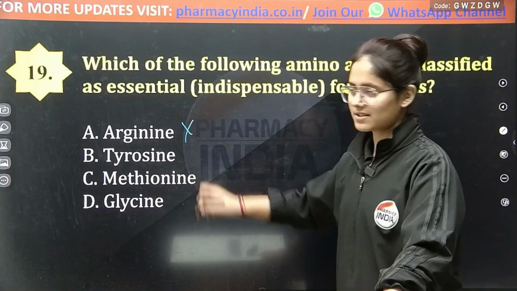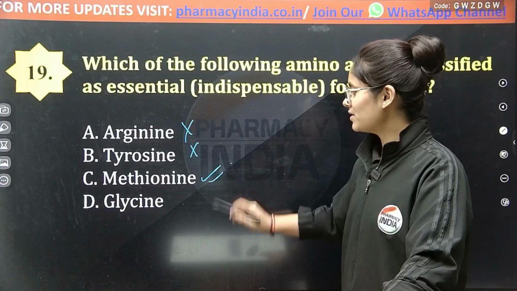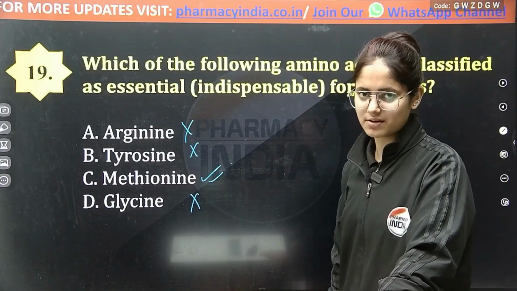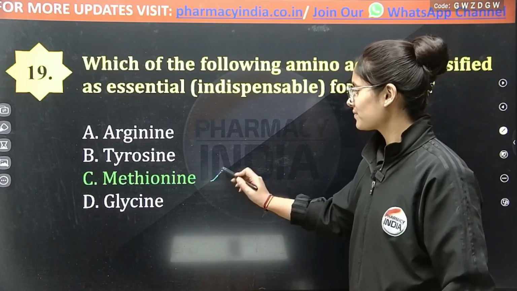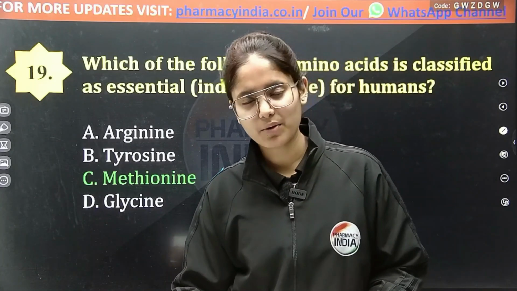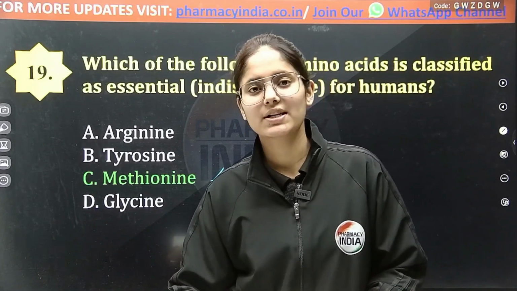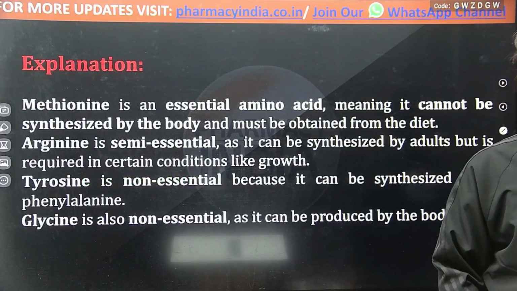Arginine is non-essential. Tyrosine is non-essential. Methionine is an essential amino acid. Glycine is also a non-essential amino acid. So the correct option is simply methionine. Clear? Methionine, because it cannot be formed inside the body. It should be included in our diet. And methionine is very important for your body.